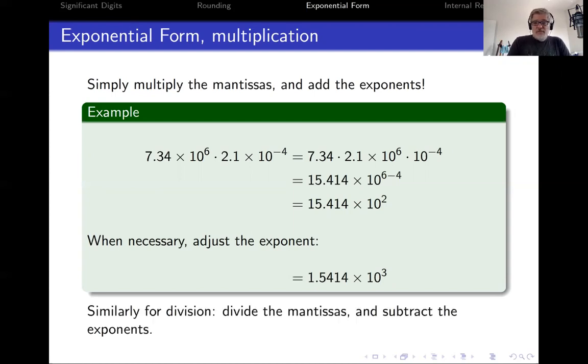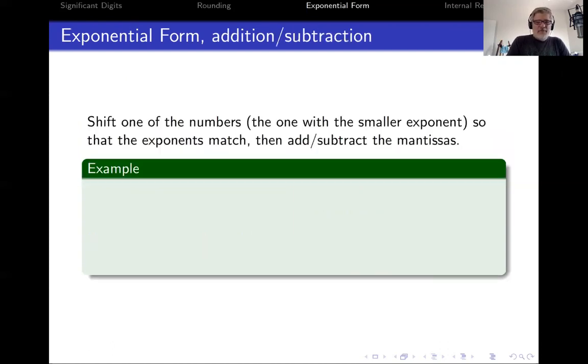For division, it's the same thing, right? You divide the mantissas and you subtract the exponents. So that's basically the same principle, okay? I don't think you'll have to do that by hand at any point, okay? So not division, that's for sure. Okay, addition and subtraction, different?